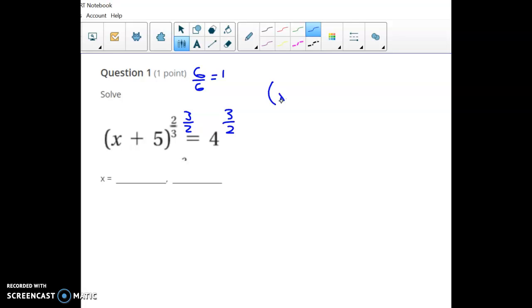Okay, so basically we have x plus 5 to the first equals 4 to the 3/2 power. Okay, and then to the first power is really just going to be x plus 5. So that side cleans up nice and pretty to x plus 5.